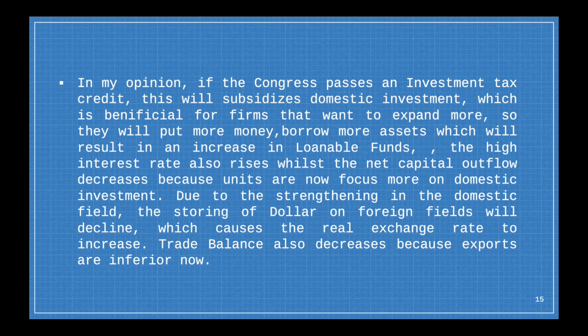The interest rate also rises, while net capital outflow decreases because companies are now focused more on domestic investment. Due to the strengthening of the domestic field, the supply of dollars in foreign markets will decline, which will cause the real exchange rate to increase, so the trade balance also decreases because exports are inferior now.